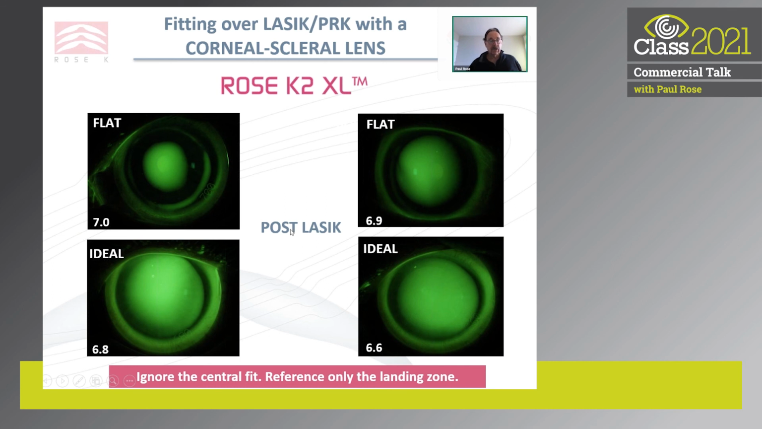This is on a post-LASIK case again. So this is a 7.0 base, and you can see here we've got a pooling here, and we've got a lot of touch, a very wide bearing area. Just steepening it by 0.1, we've reduced that bearing area, going to 6.8. I'm now seeing a bearing zone which is right.